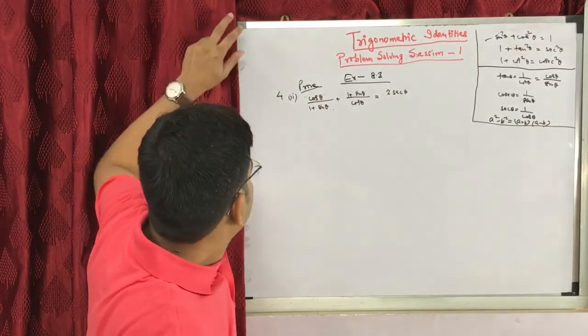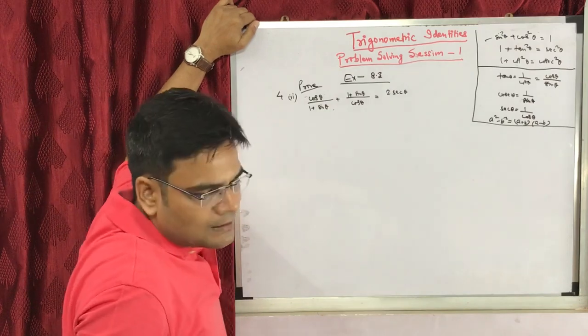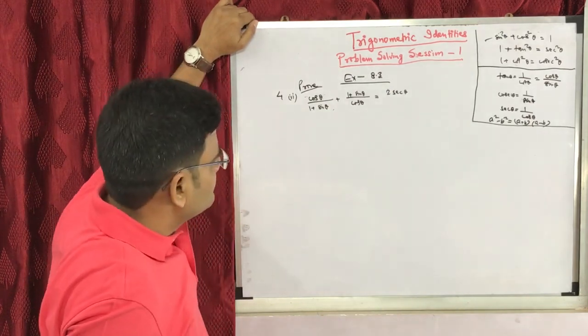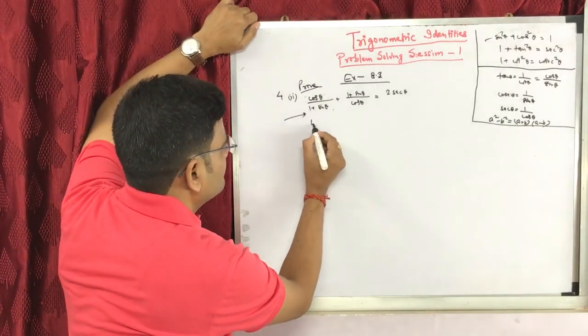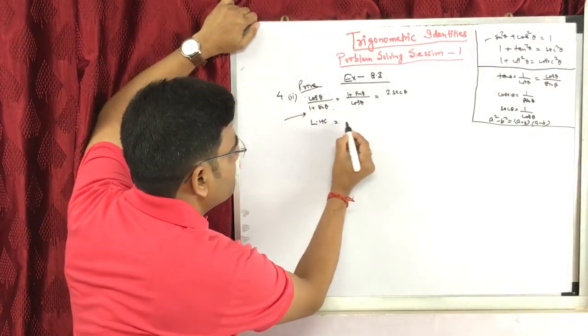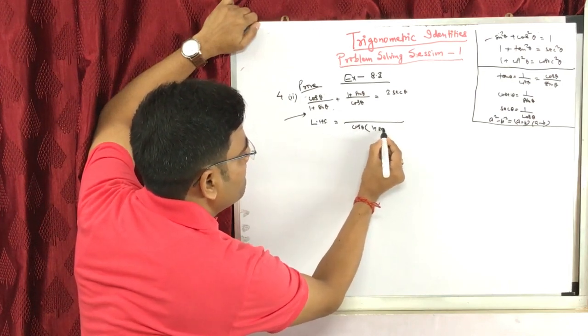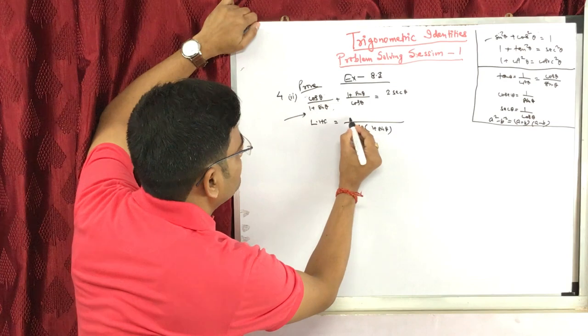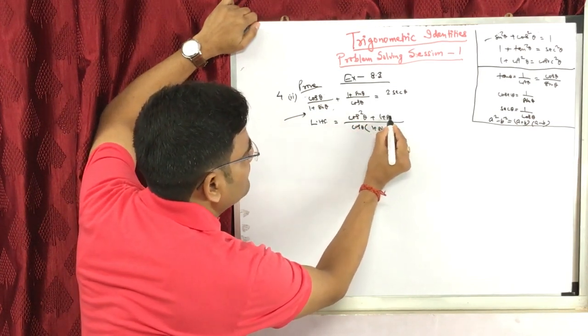So here, if I start with RHS, definitely I'll not be able to reach LHS. So let's start with LHS. Take the LCM. Cos theta into cos theta gives cos square theta, and this becomes 1 plus sin theta whole square.